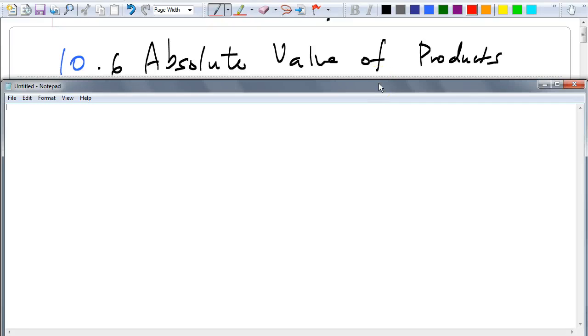Okay, today we're going to talk about absolute value of products. So we're going to talk about some equations with the absolute value. We're going to talk about some inequalities with the absolute values and see what they mean, okay? So before we begin, let's review a little bit.